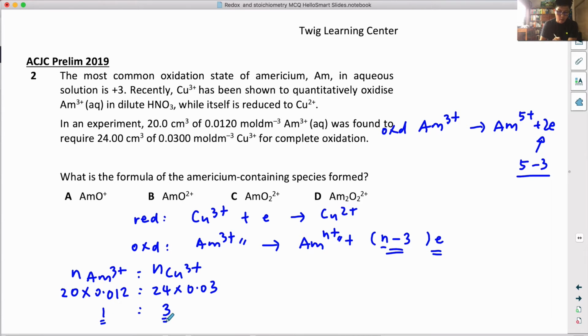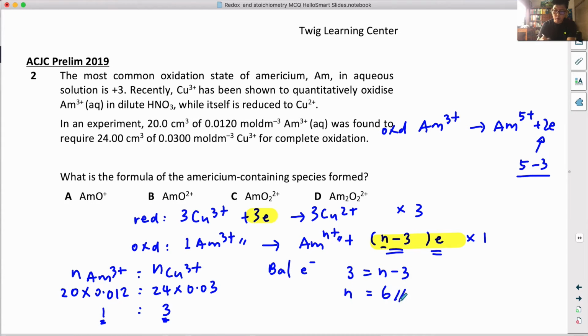Because I need 1 mole of Am3+, this one is times 1, and I need 3 moles of copper 3+, so I must times 3. The whole thing becomes 3, 3 and 3. When you combine these two half equations together, you must balance the electrons, so 3e here. So 3 equals n minus 3, which means n is equal to 6. The new oxidation state of Am is 6 plus.